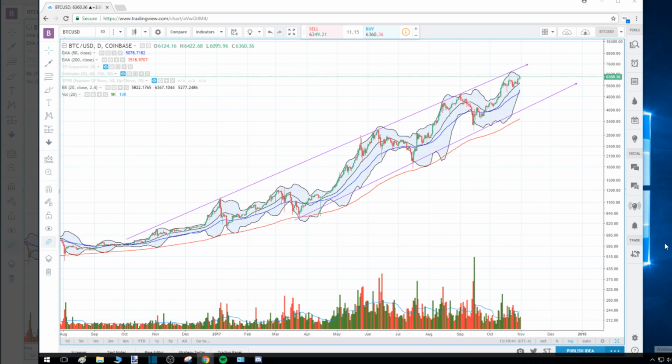It's making new all-time highs, but are they sustainable? I don't know. It's very possible that we could see a test of this upper trend line. That's what it's done historically.